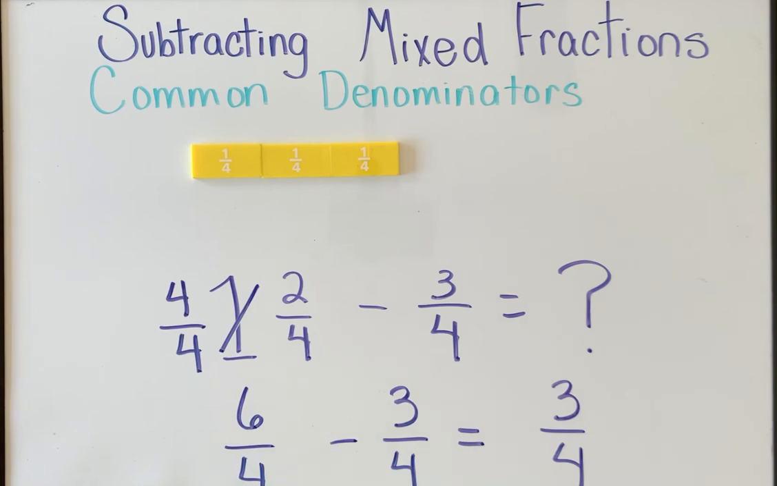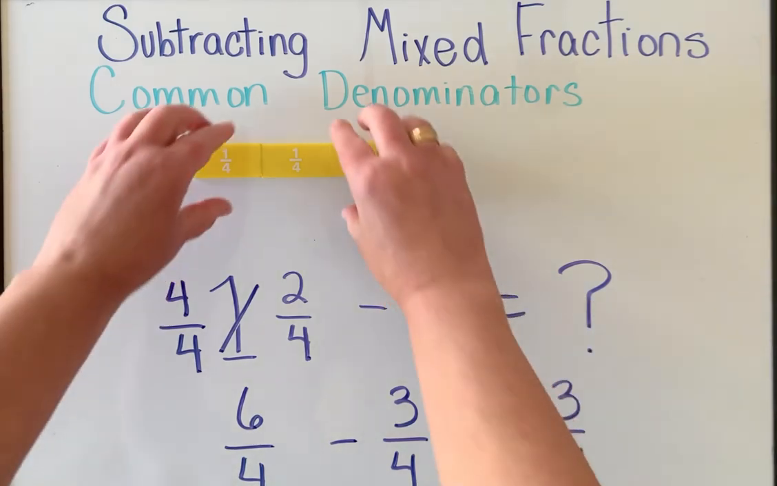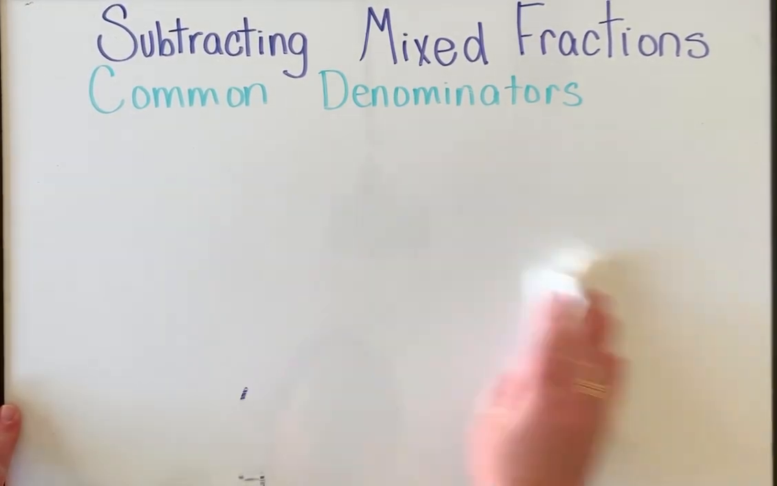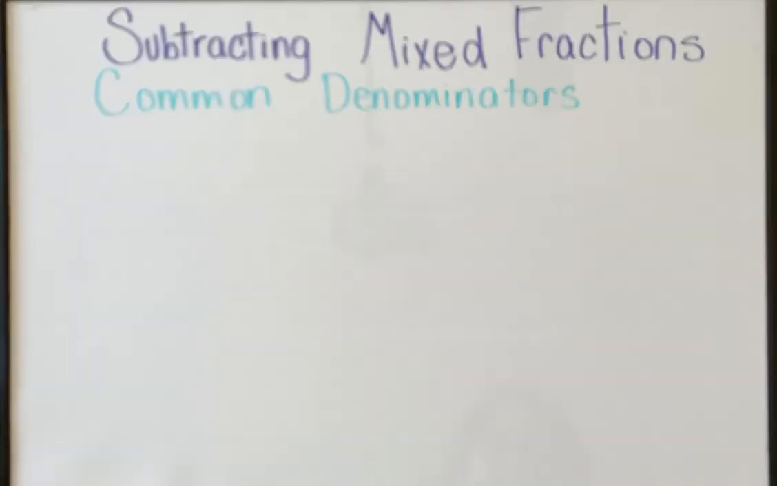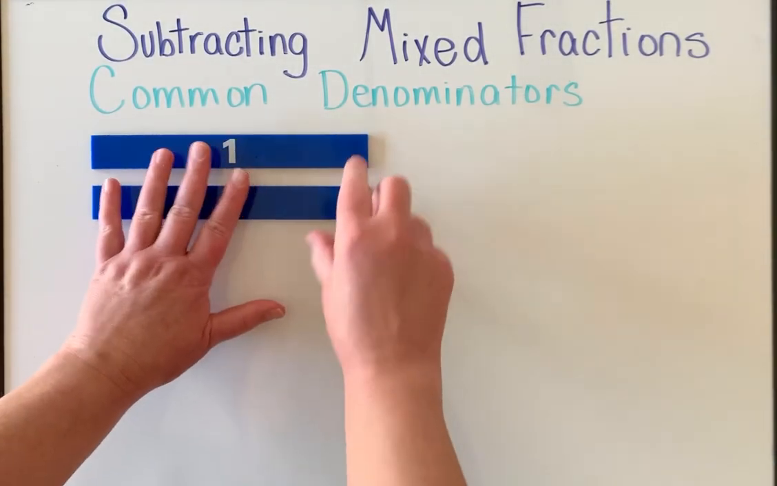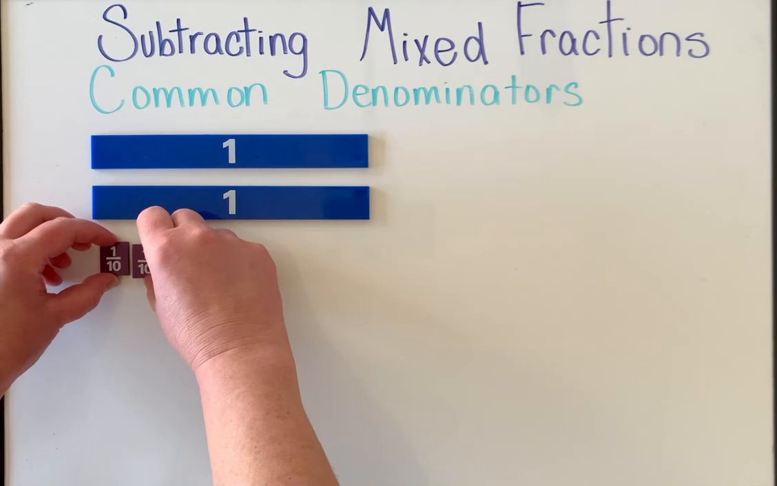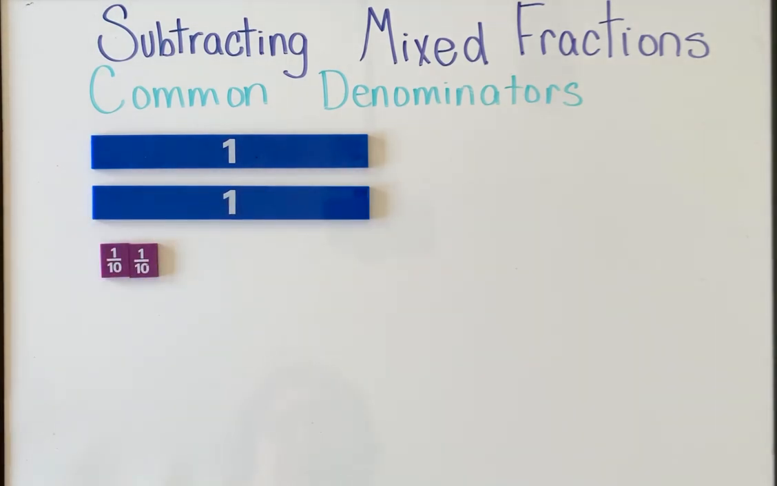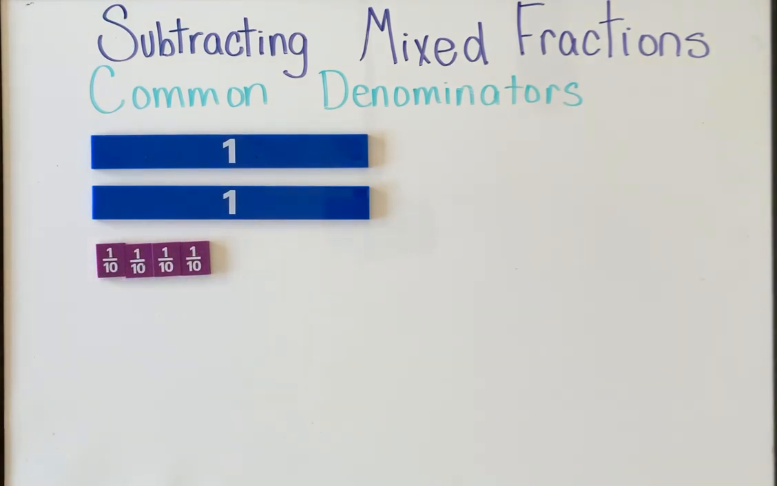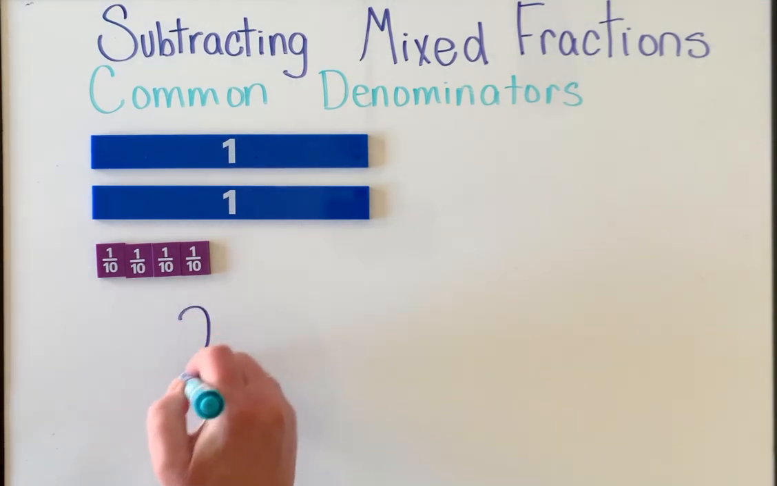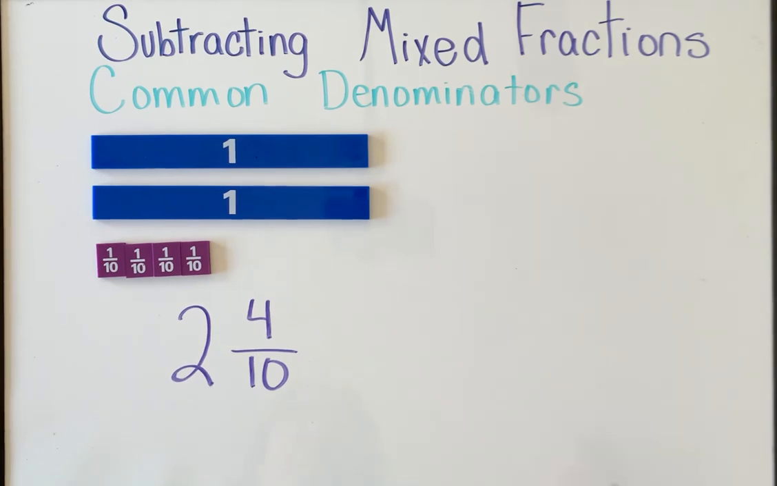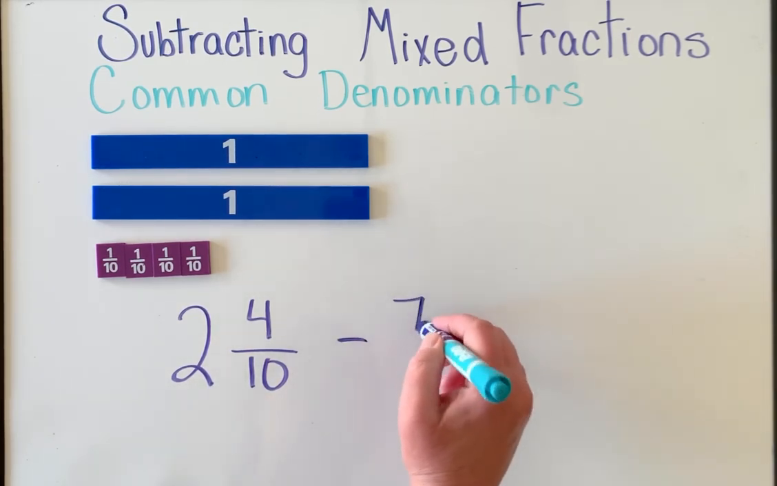Let's do another example. We'll do another example with models, and then I will do a few examples with just numbers. This time, let's do an example where we have 2 whole. So here is 1 whole, 2 whole, and then let's put a fractional part. Let's put some tenths down. So here I've got a mixed number, and you can see that I have 2 whole, 4 tenths. Now let's say we need to subtract 7/10.